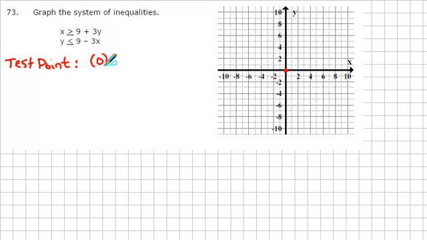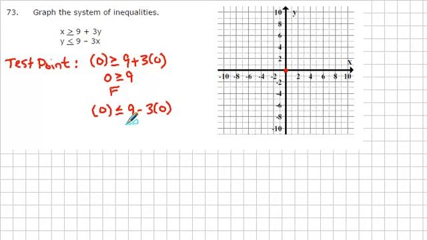We substitute 0 for x and 0 for y, and we get the inequality 0 is greater than or equal to 9, which is a false statement. If we substitute the test point into the second inequality, we get 0 is less than or equal to 9 minus 3 times 0. 0 is less than or equal to 9. This is a true statement.